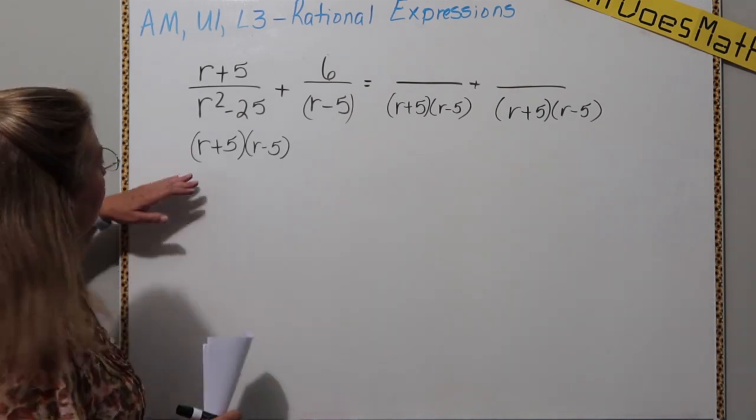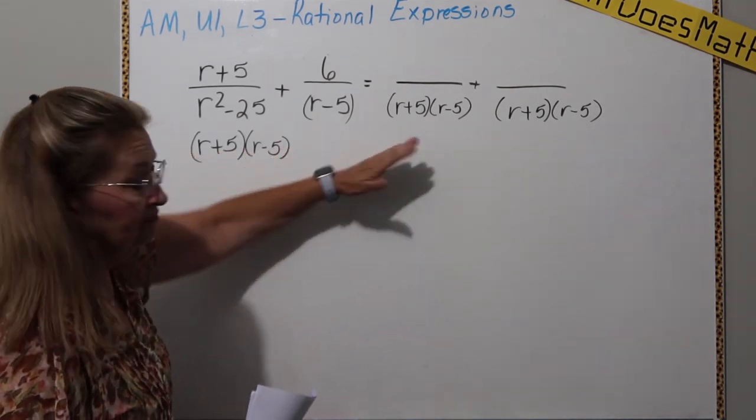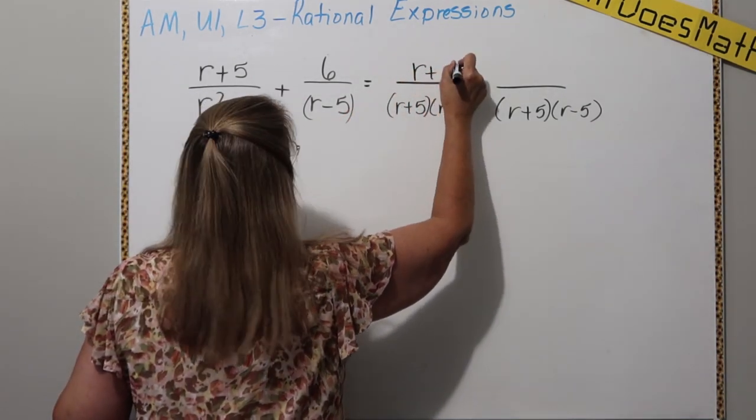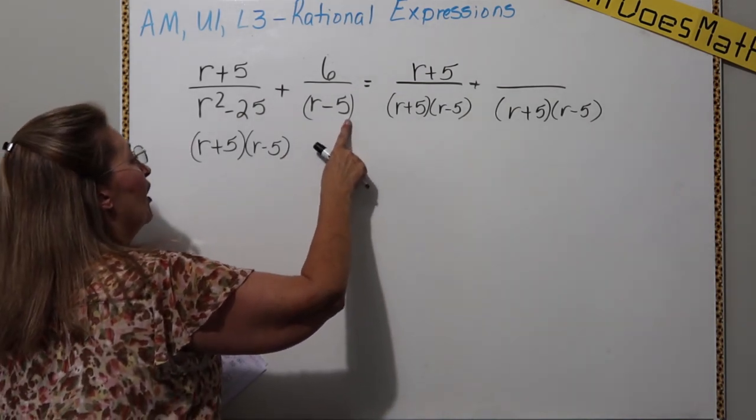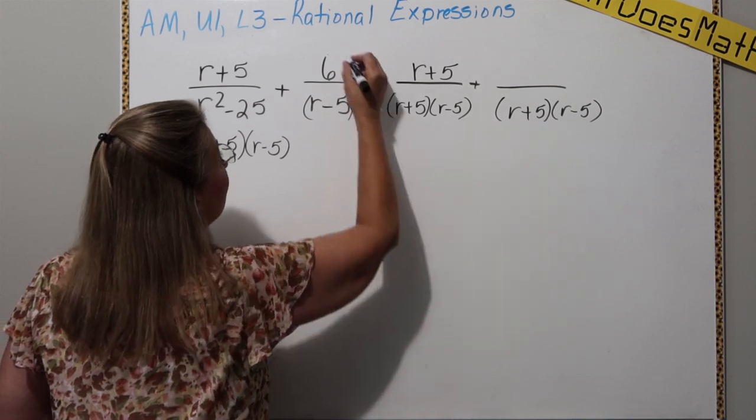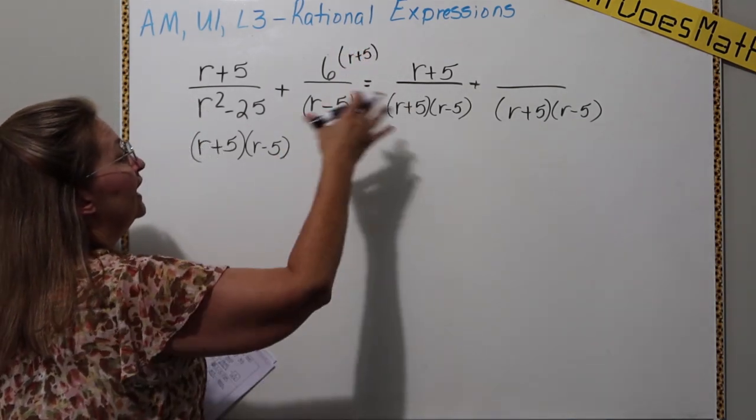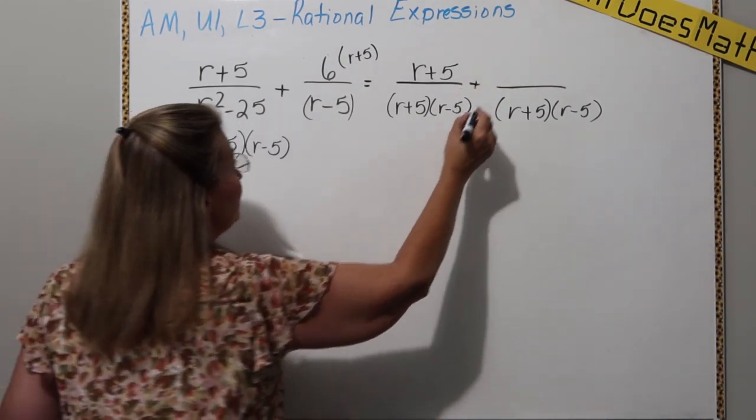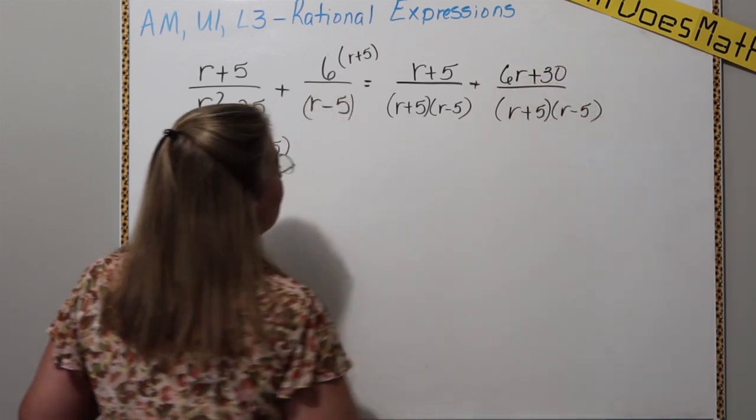What did I multiply this old denominator by to get the new one? Nothing. 1. So my numerator is not going to change up here. Now, what did I multiply this old denominator by to get the new one? I multiplied it by r plus 5. So you have to multiply the top by r plus 5. And I can go ahead and distribute. Since this is a plus sign, it's not going to change any of the signs. So I have 6r plus 30.